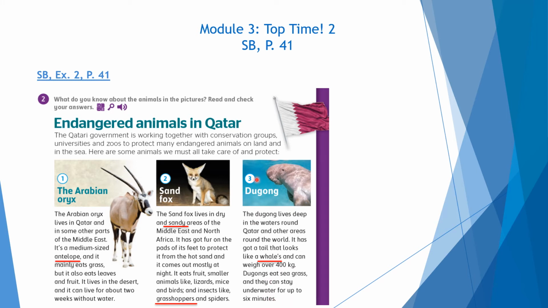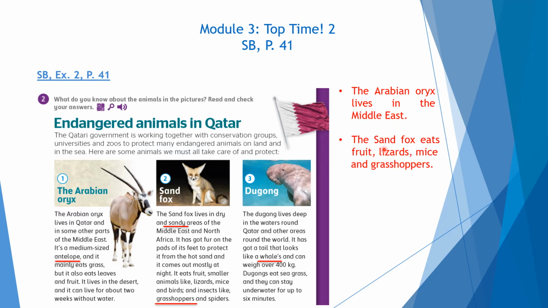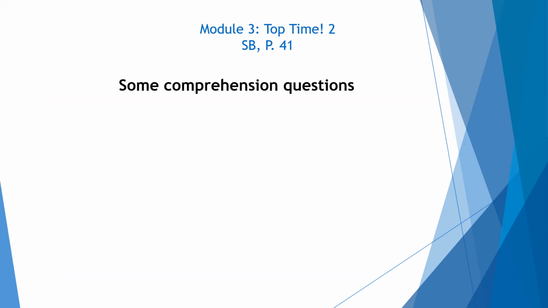So yes, you can say the Arabian oryx lives in the Middle East. The sand fox eats fruit, lizards, mice, and grasshoppers, and the dugong can weigh over 400 kilograms. Go back to the text and read it again in 1 minute, because I'll ask you some comprehension questions.